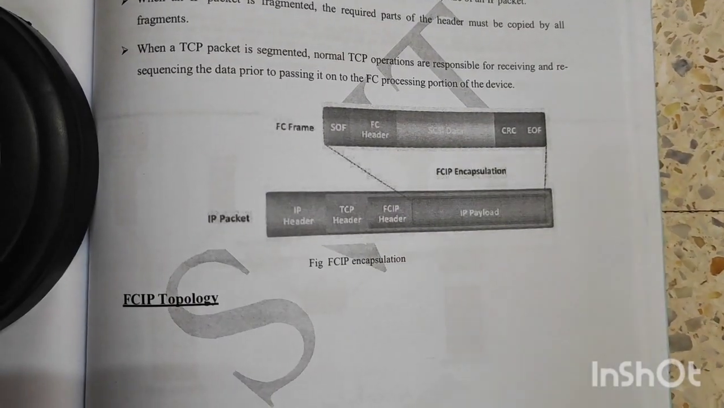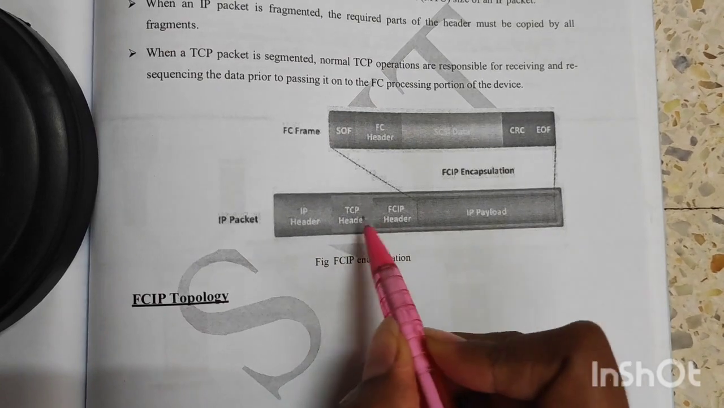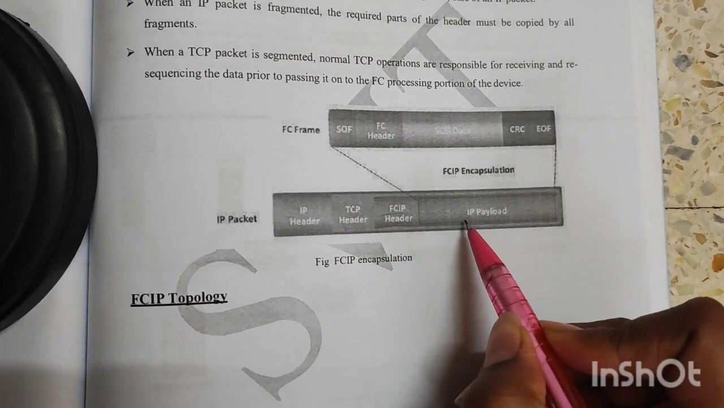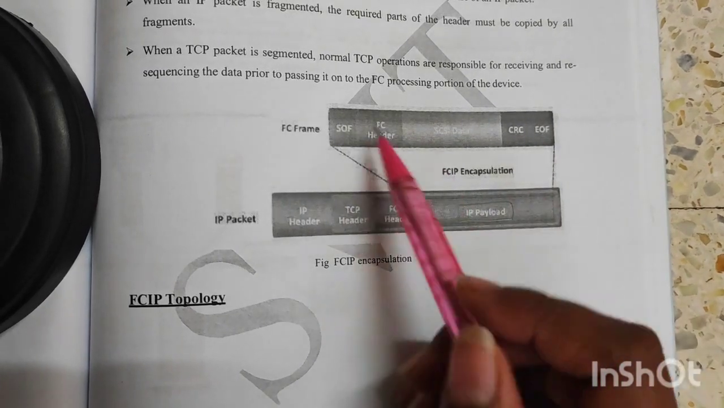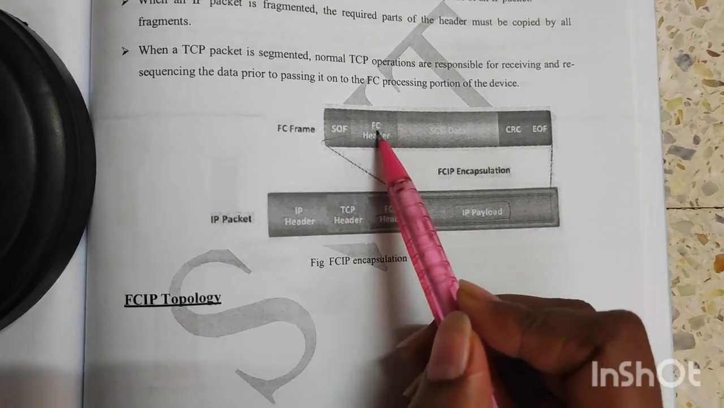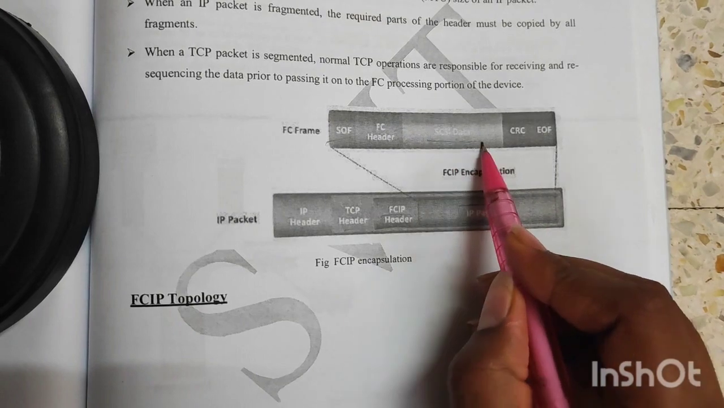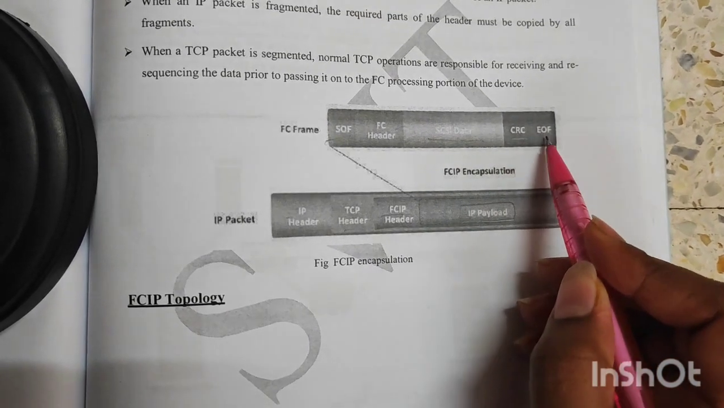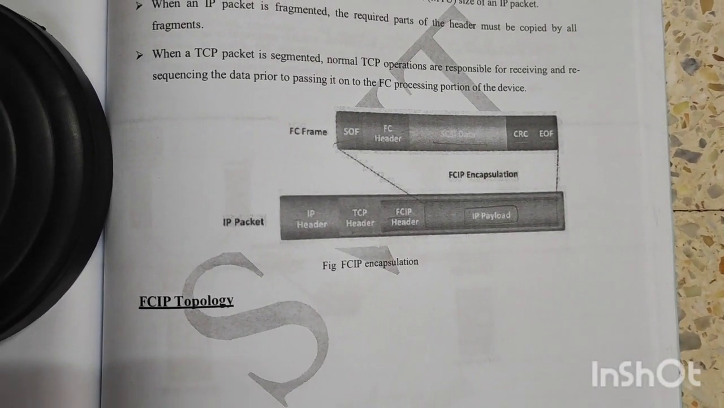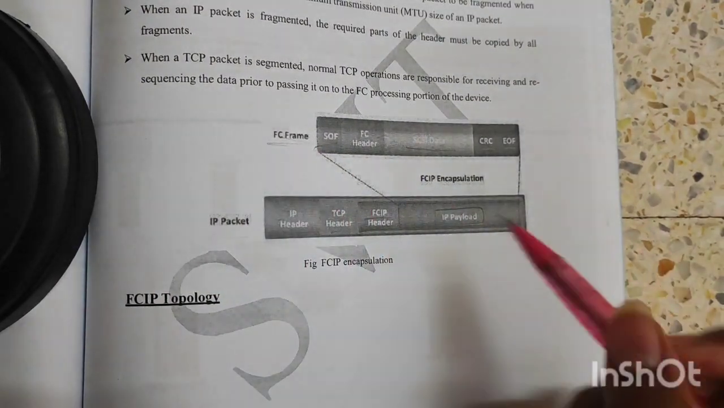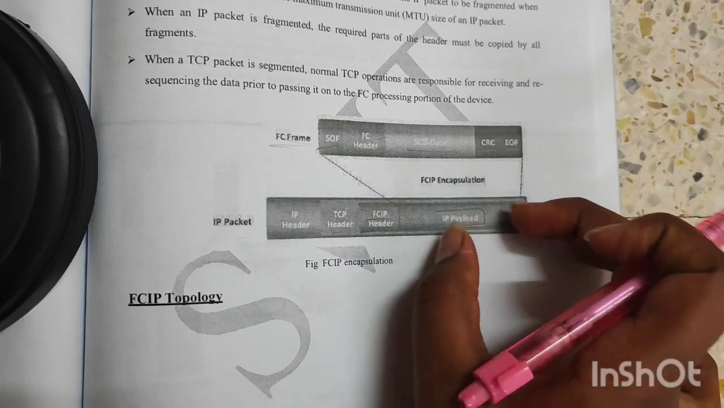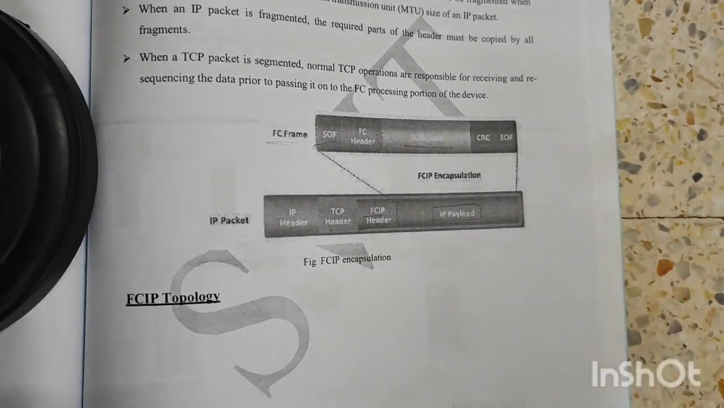To understand this, you can see here that you have an IP header, TCP header, FCIP header, and then an IP payload. Your IP payload gets separated over here: SOF, that is the FC header, and then SCSI data, and then CRC, EOF. This is your IP packet, and this is your FC frame. This FC frame gets encapsulated and becomes part of the IP payload.